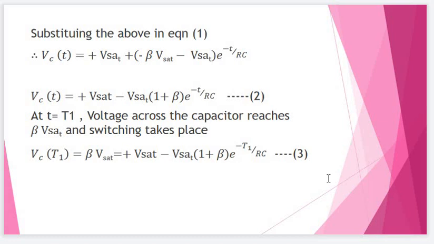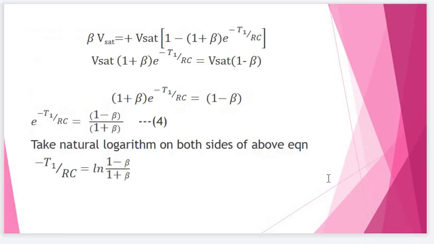Vc of t equal to plus V saturation minus V saturation into (1 plus beta) e power minus t by RC. At t equal to capital T1, the voltage across the capacitor reaches beta V saturation and switching takes place. Vc of T1 equal to beta V saturation, that is equal to plus V saturation minus V saturation into (1 plus beta) into e power minus T1 by RC.